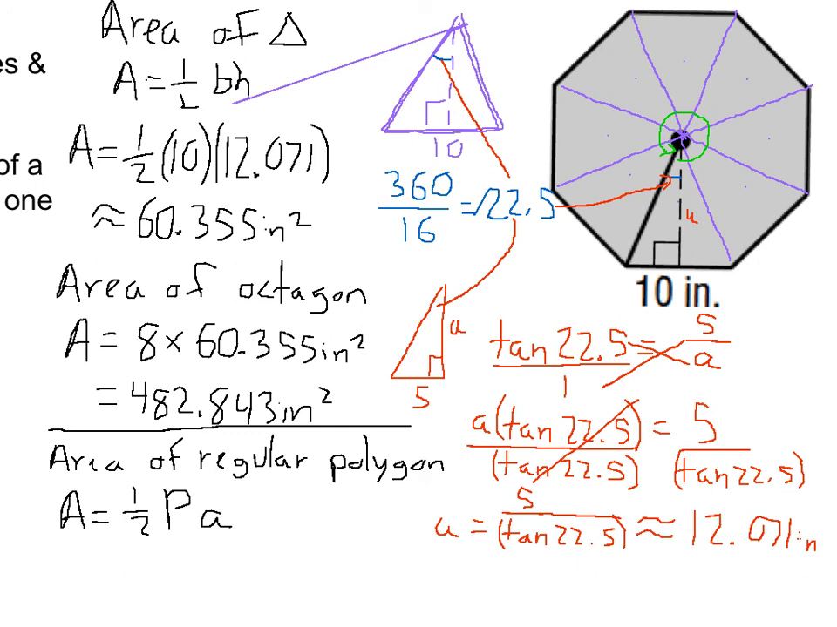I like to do it this way just because it's one less formula to remember when I'm thinking about all my area stuff. As long as I know how to find the area of a triangle, I can find the area of a regular polygon. Okay, so that's how you would find the area of a regular polygon.